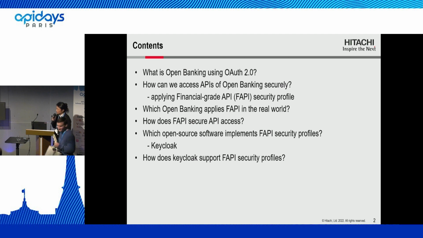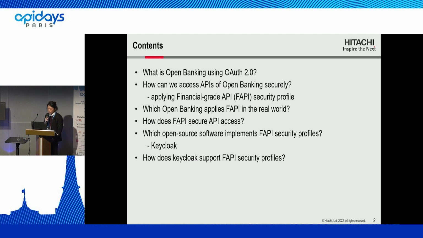Today, I would like to talk about the following items. At first, I'd like to talk about what open banking using OAuth 2 authorization protocol is. Then, how we can access API of open banking securely, namely by applying financial grade API, FAPI security profiles. And I would like to tell you about the actual open banking that applies FAPI security profile in the real world.